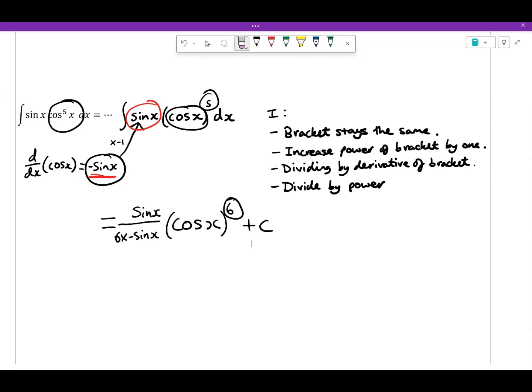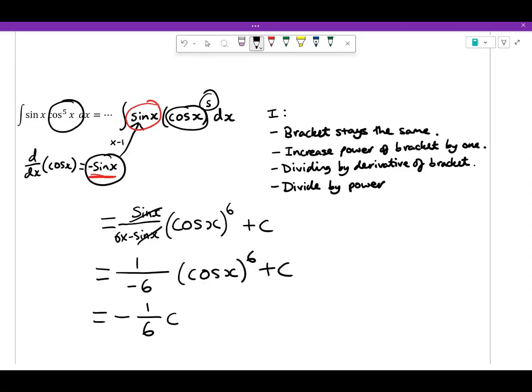Now let's go through and simplify what I've got written here. So my fraction in front, the sine x's cancel. So we're just left with 1 in the numerator, and in the denominator, we'd be left with negative 6. And then we'd have cos x raised to the power of 6 plus c. And writing this in the most simple way, I'd write negative 1/6, and then it would be cos to the power of 6 x like that plus c. And that would be my final answer.